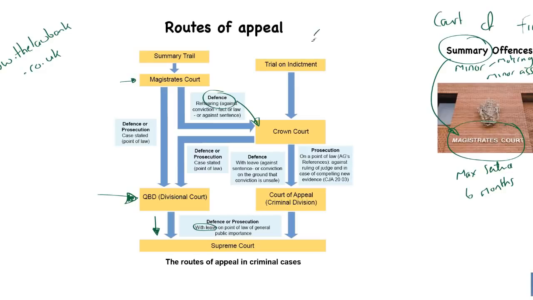On trial and indictment, so the more serious offences, we know that the court of first instance is the Crown Court. From the Crown Court, the prosecution can only appeal on a point of law.